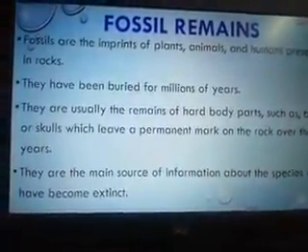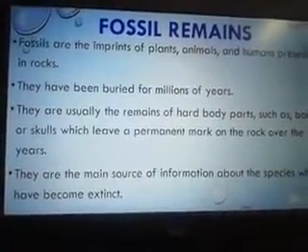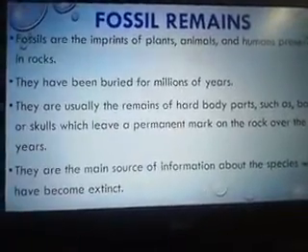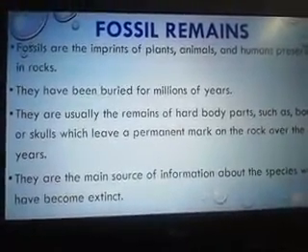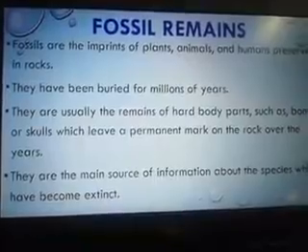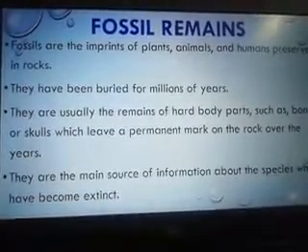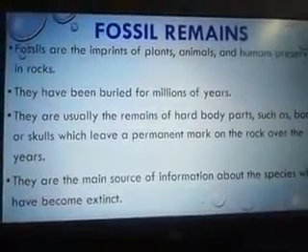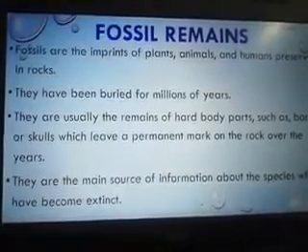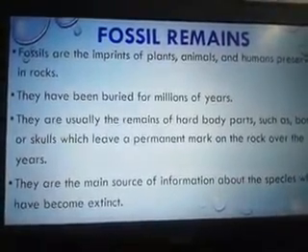Now talking about the next important source, children, it is fossil remains. Now what are fossil remains? Fossils are parts of an animal or plant that lived thousands of years ago, which have now turned into rocks. So fossils are formed when a plant or animal dies in the environment and is buried in mud or silt.